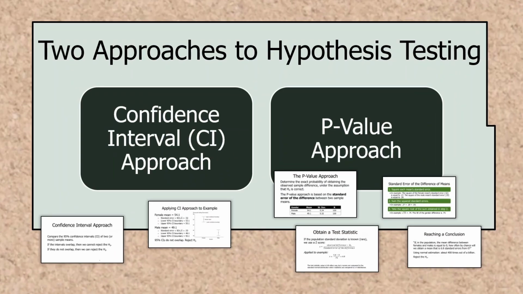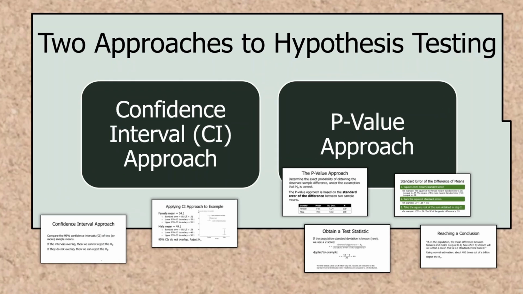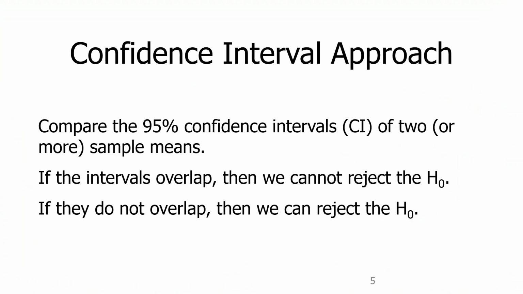The first way you're familiar with. Suppose we have a female sample mean, we have a male sample mean. We would compute the 95% confidence intervals for each mean, and compare those CIs. Obviously, if the two 95% CIs do not overlap, we can reject the null hypothesis, and if they do overlap, however, we cannot reject the null hypothesis. Compare the 95% CI of two or more sample means. If the intervals overlap, then we cannot reject the null hypothesis.